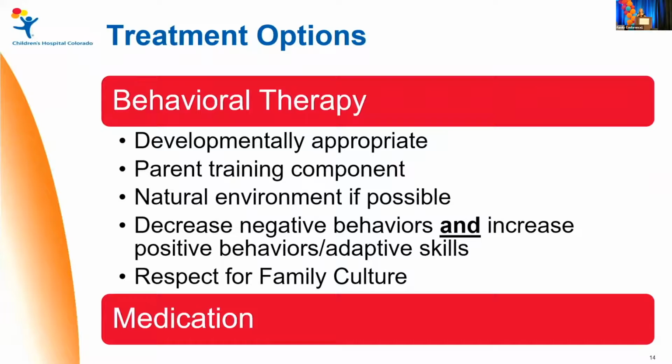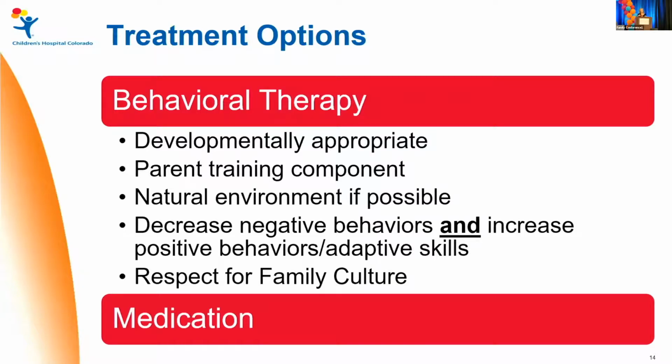So one of the things I think a lot of families have a lot of questions about is ABA or behavioral therapies, and there are all kinds of different types. It's important to recognize that ABA just means that you're looking at behavior, you're trying something, you're looking at how you make improvements. But it doesn't necessarily mean that you're sitting at a table with a reward, and you do a task. So you really want it to be developmentally appropriate. There should be a parent training component so that everybody's working on the same thing at the same time. You want a natural environment if possible.